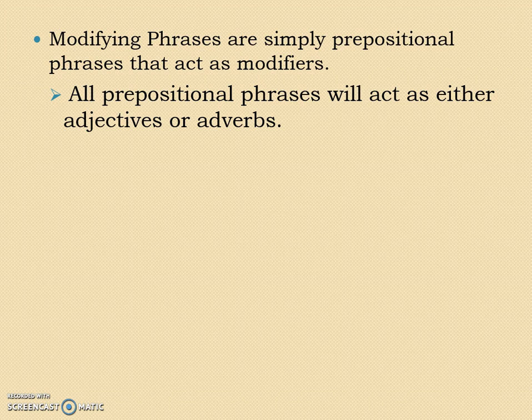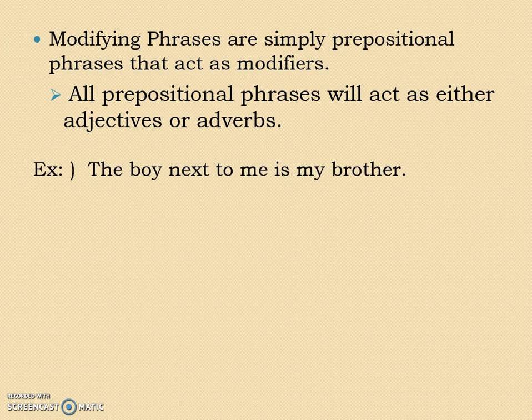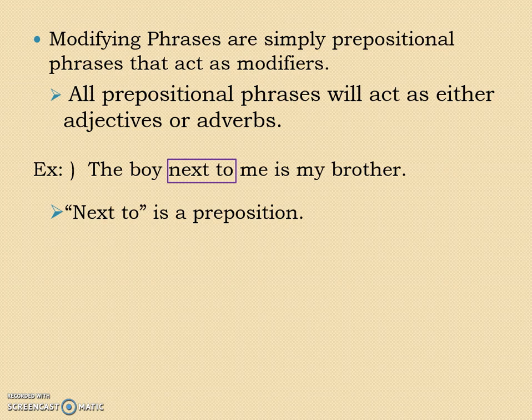In order to explain this, let's look at an example sentence. The boy next to me is my brother. In this sentence, I have the preposition next to. We identify prepositions by putting a purple box around them. Now, one of the rules about a preposition is that it must be the beginning of a prepositional phrase. So there's going to be other words that go with the word next to, or the phrase next to.